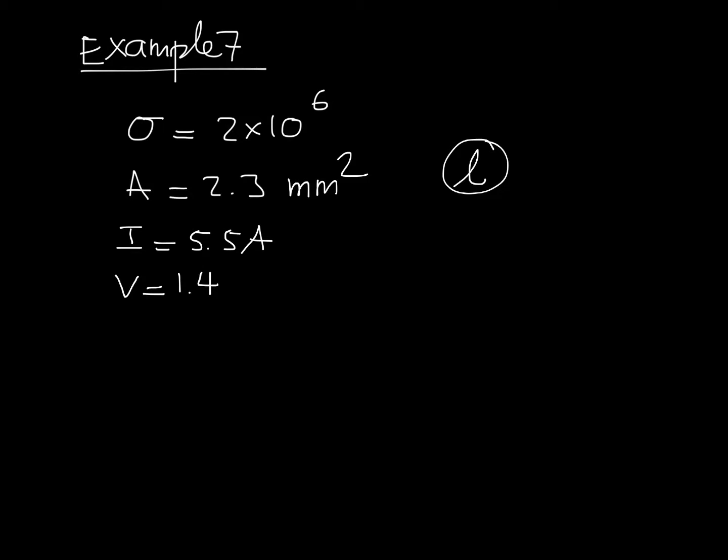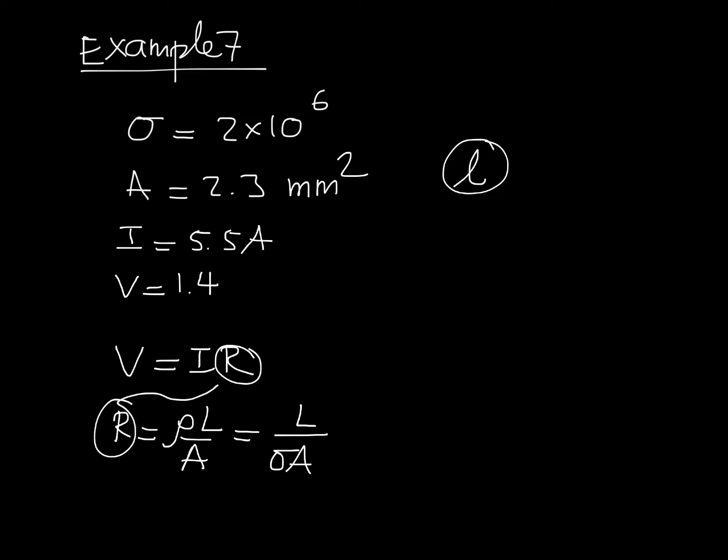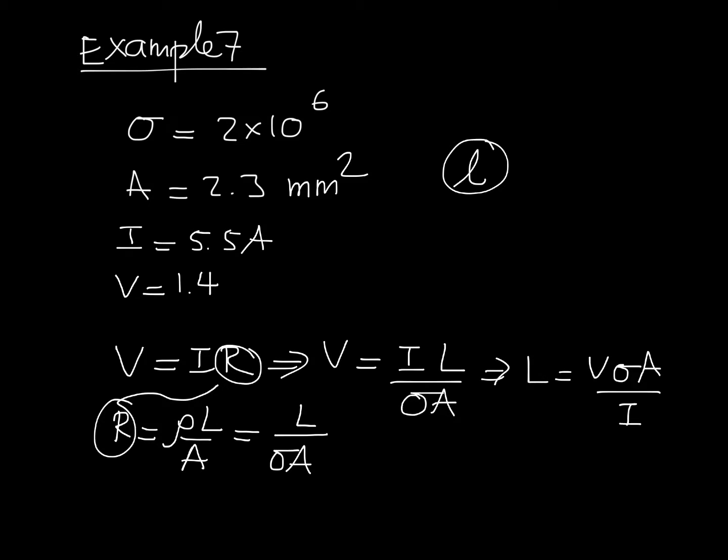So how should we do this? We know that Ohm's law says V equals I times R. And we know that R equals rho L over A, but rho is the inverse of conductivity sigma. Plugging this R into the equation, we get V equals I times L over sigma A. So L is V sigma A over I.